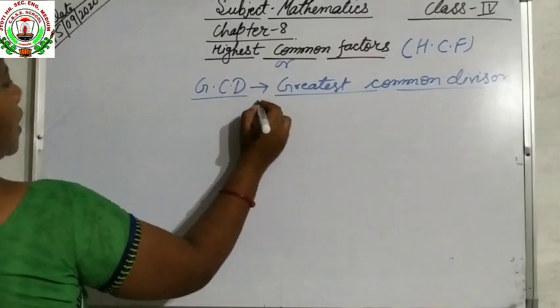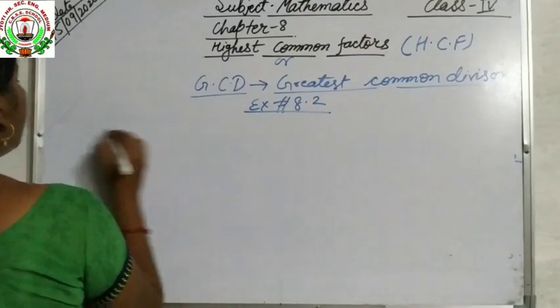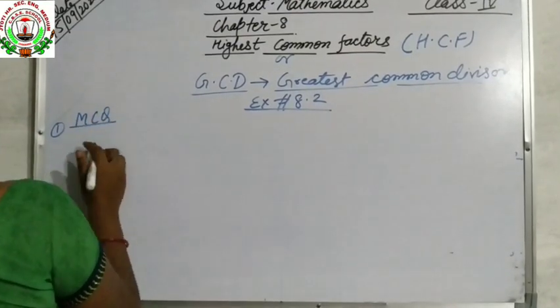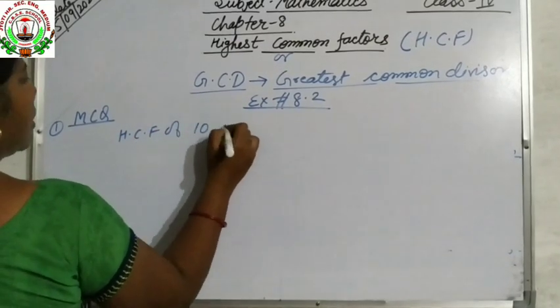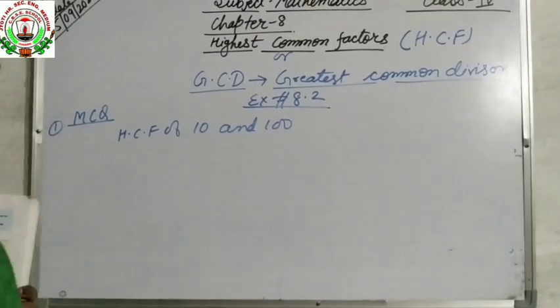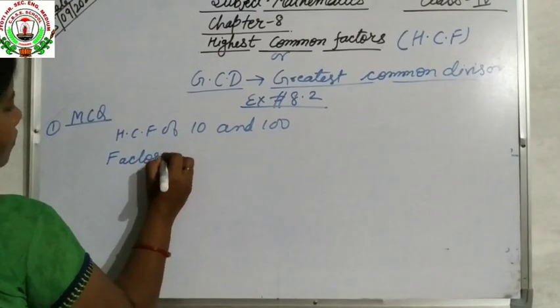So we will start solving exercise 8.2. In exercise 8.2, number 1 is MCQ. Question number 1, find the HCF of 10 and 100. So first we will find out the common factors. So we will write here factors of 10.